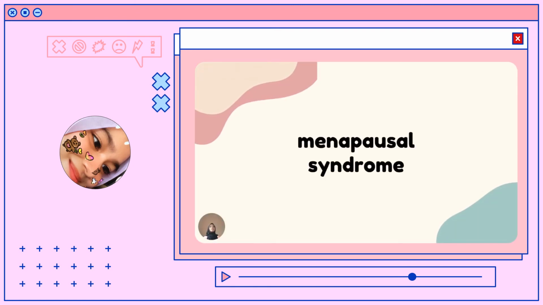Okay, menopausal syndrome. It comes from the word menopause. Menopause is a natural biological process. It is a time that marks the end of your menstrual cycle. It's diagnosed after you've gone 12 months without a menstrual period. So basically, if you're not getting your period for about 12 months or longer, maybe it is menopausal syndrome.